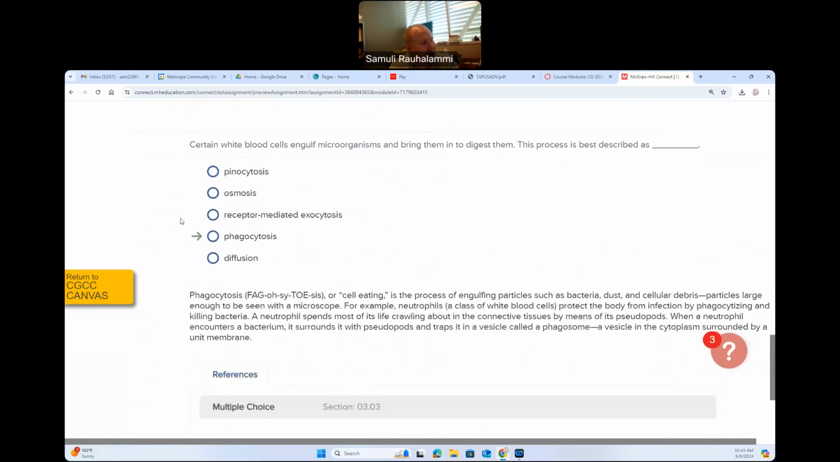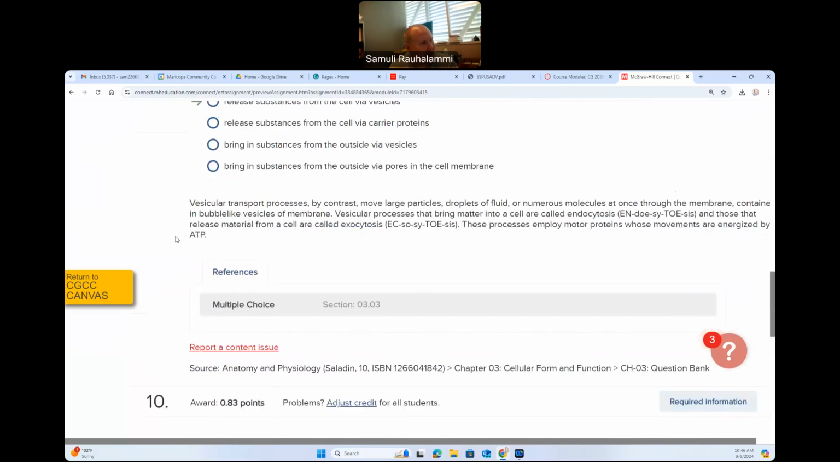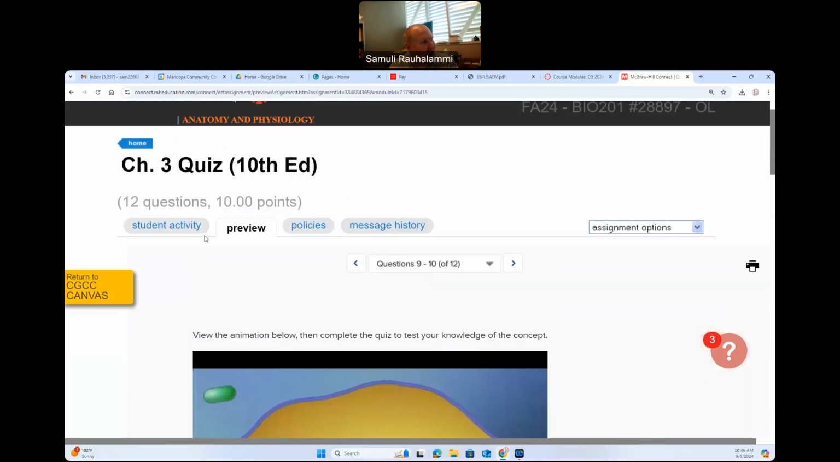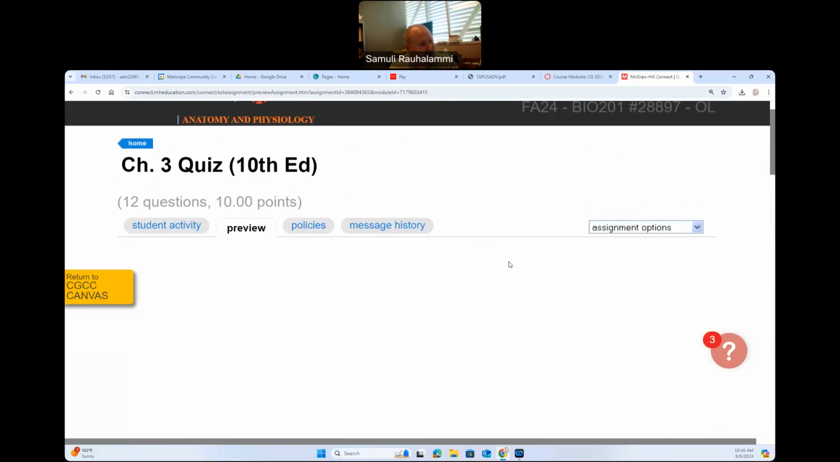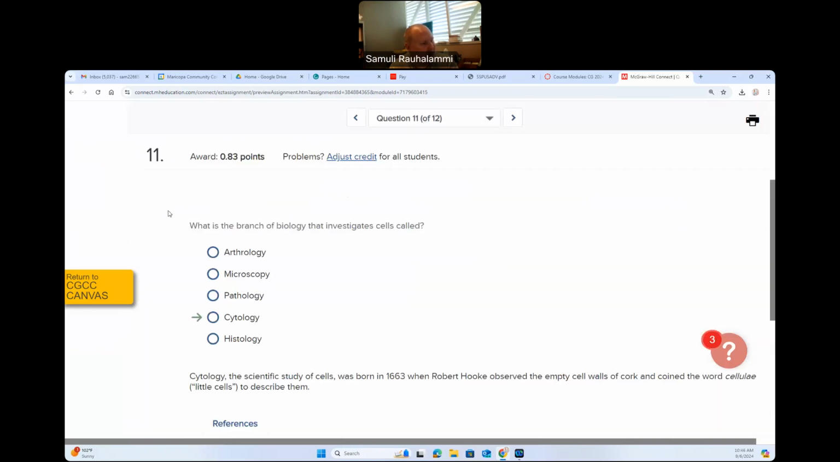Some further questions here. We're seeing certain white blood cells engulf microorganisms and bring them in to digest them. This process is described as phagocytosis, so the cell eating process. Again, your textbook does a really good job of explaining these concepts. I think a lot of them are familiar to you, but you are more than welcome to revisit. And again, some more general questions: the branch of biology that investigates cells. That was the field of cytology, so the study of cells.